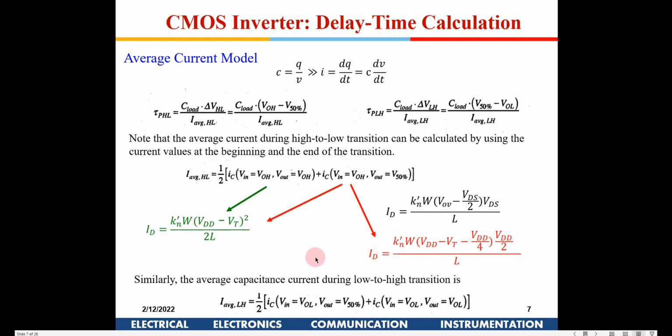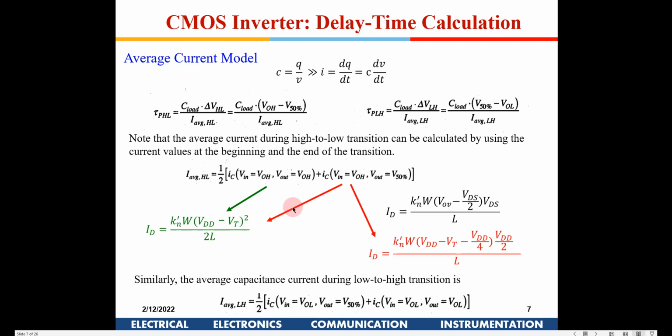Yeah, tell me. Sir, in the I average HL equation, just before that it is written that the high to low transition average current can be calculated by using the current values at the beginning and at the end of the transition. Yeah. For a high to low output transition, the input would be low to high. So the beginning of the transition will start when Vin would be VOH. So the first term is basically representing the beginning of the transition.